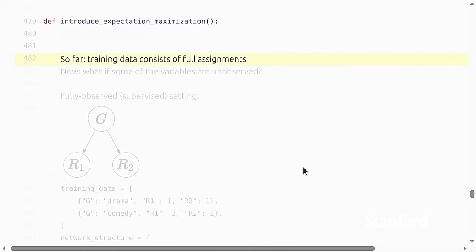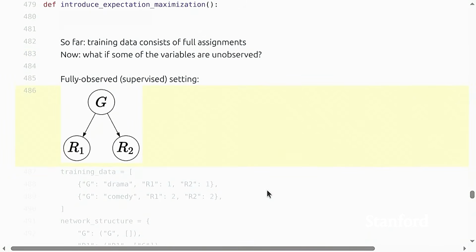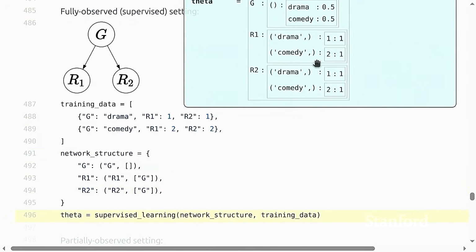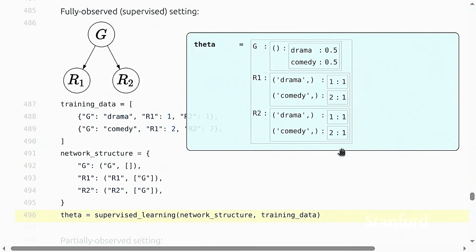So far, we've assumed that the training data consists of full assignments, but now what happens if some of the variables are unobserved? So remember the fully observed setting. Let's just take this as an example. I have G, R1, and R2, and my training data, therefore, would be full assignments of G, R1, R2. Okay, I have two examples, 1, 1, and 2, 2. So network structure, G, R1 given G, R2 given G, and bam, I get my estimate.